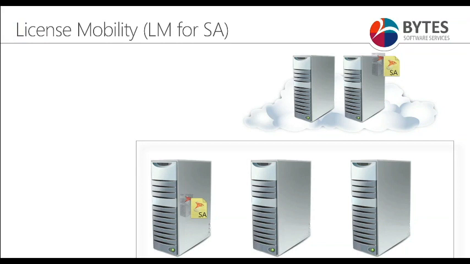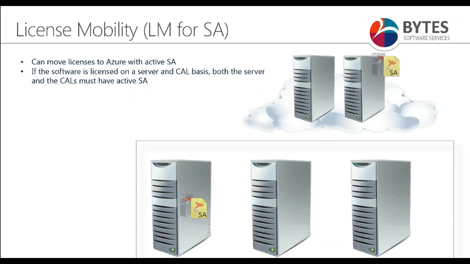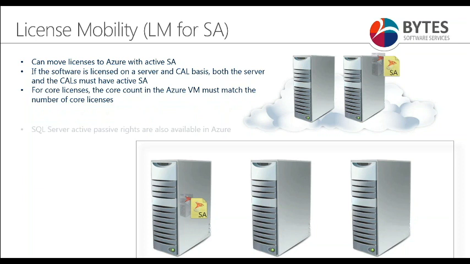This is available as long as you have the software license and the CALs with SA, or if you have core licenses, the core licenses again with SA. And you license that in the same way you would on premises. So, for example, with a core licensing model, you would purchase the number of cores that are on the Azure VM, and again, there's a minimum of 4 cores per VM, the same way there is on-premises.